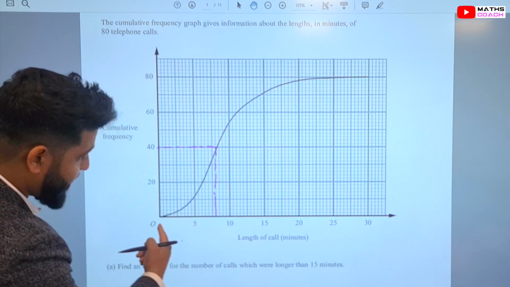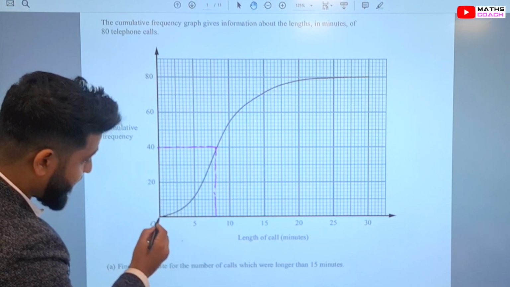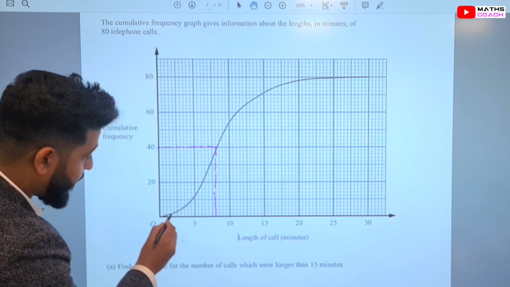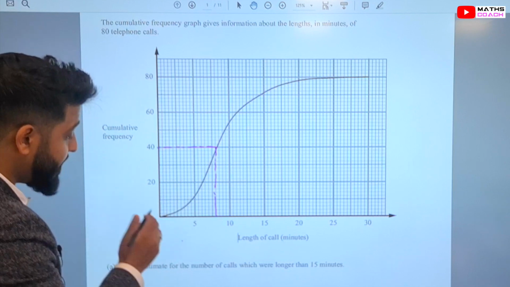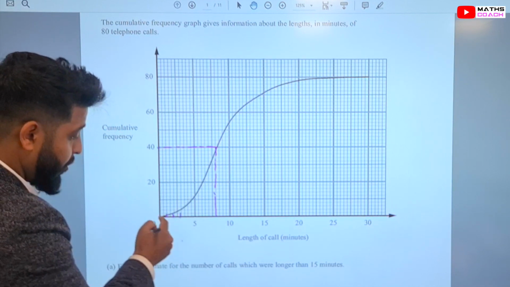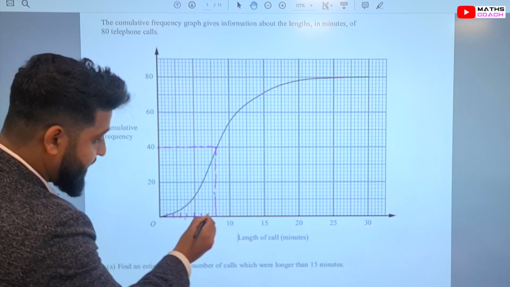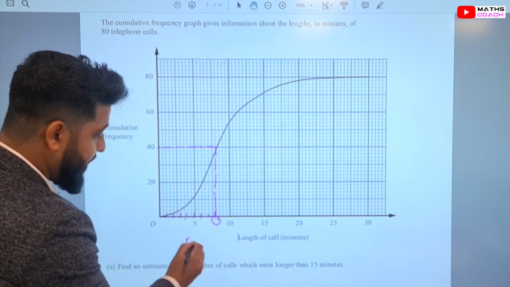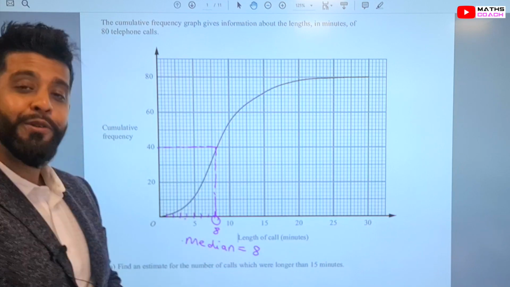So if you just use this as a guide, like we did previously, you could see that between 0 and 5, we have 1, 2, 3, 4, 5, 6, 7, 8, 9, 10 small boxes, which means that every 2 small boxes is worth 1. So we have 1, 2, 3, 4, 5, 6, 7, 8. And it seems that our median would be on 8. So our median is equal to 8.